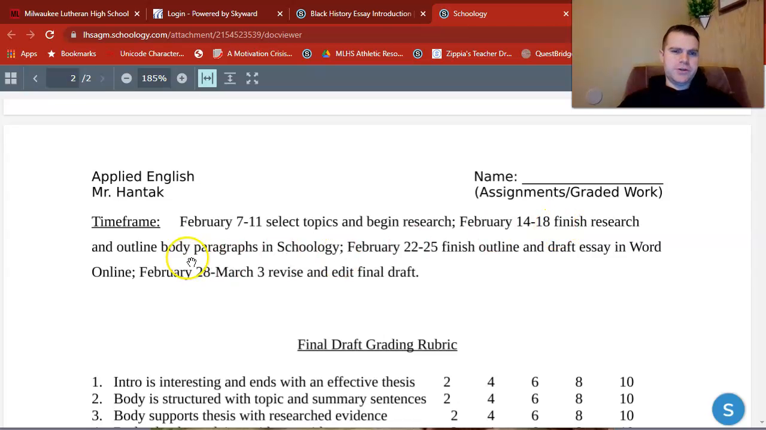Next week is also for research. We're also going to work on outlining our body paragraphs. And then we'll really wrap up the outlining and start drafting at the end of February, right there. We do have one more week. The last day of February, going into March 3rd, is just for finishing up this essay in class.